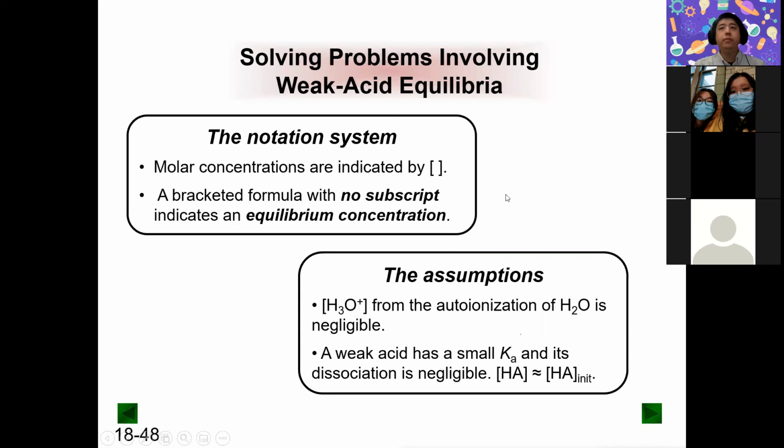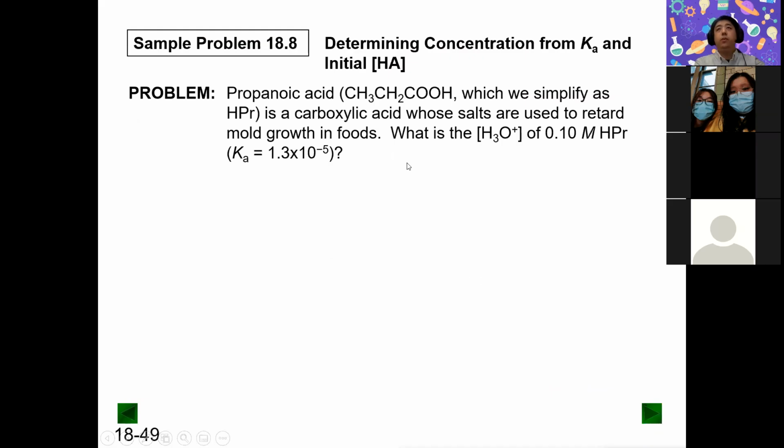All right. We once again make that assumption that the initial concentration should be equal to your concentration at equilibrium because the minus X or the plus X is usually insignificant. In most cases you're going to deal with here, it's usually minus X. Okay. So let's try this one out.